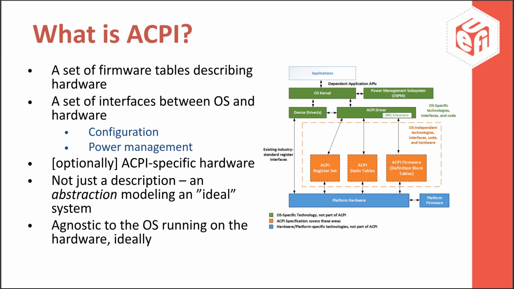In many ways, this ideal system did differ from the actual underlying hardware, and this was possible because ACPI used bytecode to perform this abstraction. And of course, the idea is that this description, as abstraction, is provided agnostic to the operating system running on the hardware.